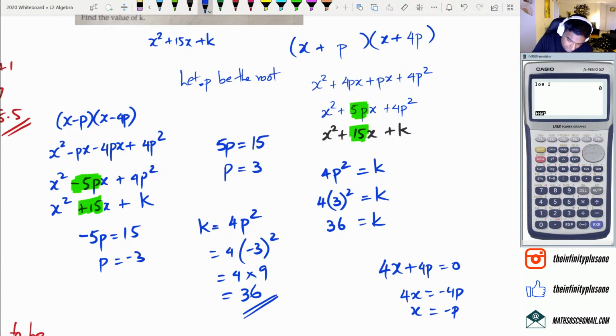How I got 4p squared again was I did p multiplied by 4p, and that's going to give me 4p squared.